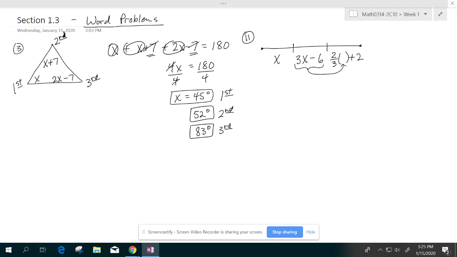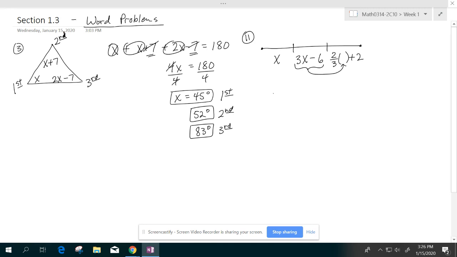This one's a little more confusing, okay? But now do you understand how I got each one of those pieces? One more time. The second piece is 6 feet less than 3 times the first. The third piece is 2 feet more than 2/3 of the second. Right? And now can I set up an equation?